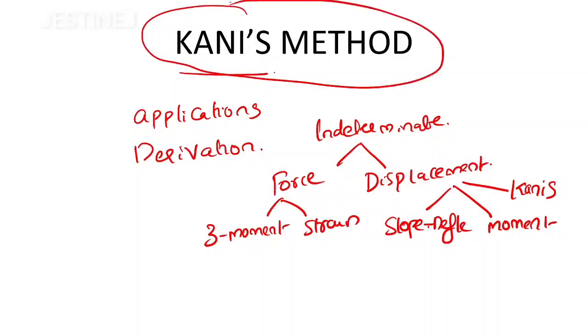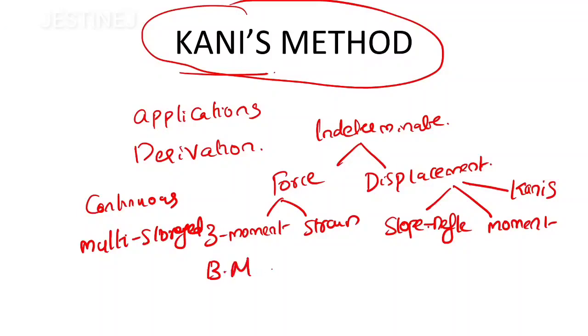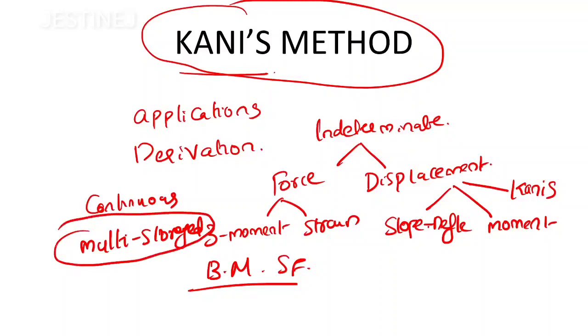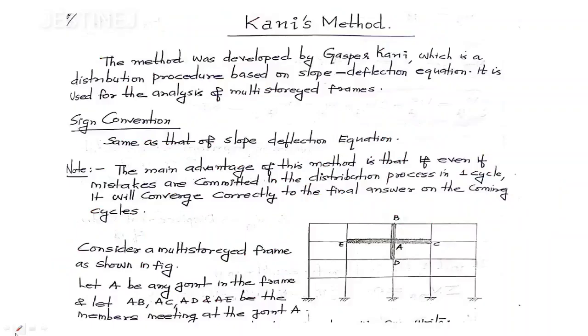Okay, Kani's method. Coming to the application level, we can use this method for analysis of continuous beams, frames, and likewise. Apart from that, we can use this method for multi-storied frames to find out the bending moment and shear force. That is the main advantage of Kani's method. So now we will move on to the derivation part.